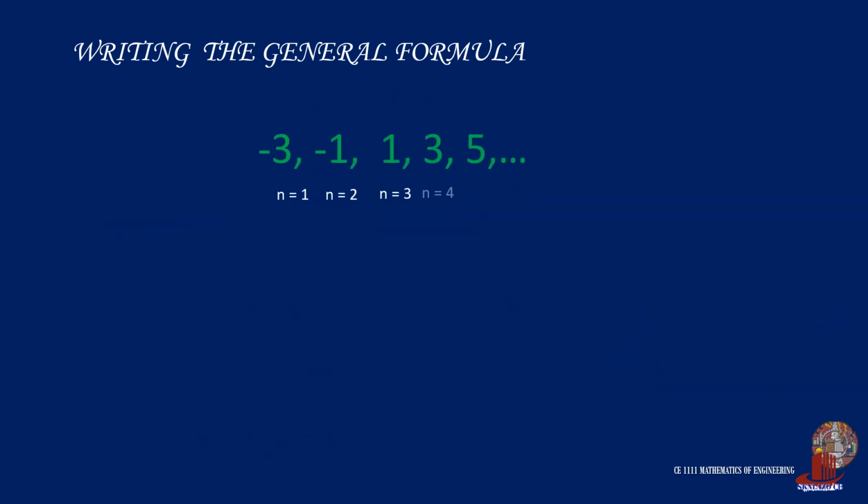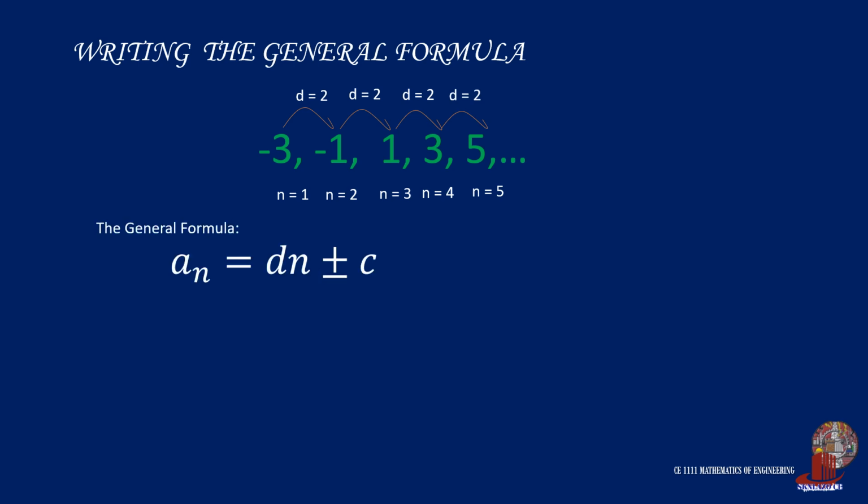Another example is -3, -1, 1, 3, 5, and so on. Solve for the common difference, which is 2, and plug this into the general formula, so a sub n is equal to 2n. Check for similarity of the initial terms, so at n equal to 1, a1 is 2 times 1, which is 2, and this deviates from the initial term, -3. So the formula will be edited by subtracting 5, making the formula a sub n is equal to 2n minus 5.